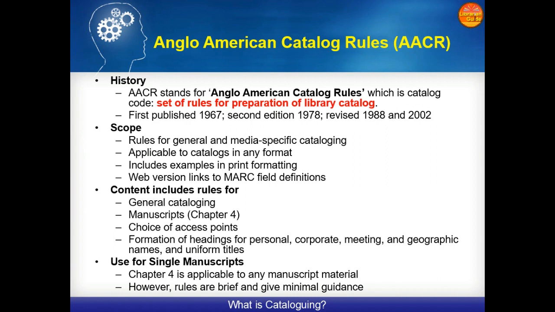The scope of this AACR is general and media-specific cataloging, and it is applicable to catalog in any format, whether it is book or recording. It includes examples in print formatting, and now the web version links to MARC field definitions also. The content includes rules for general cataloging, manuscripts, which are described in chapter number 4, choice of access points, formation of headings for personal, corporate, meeting and geographic names, and uniform titles. Chapter 4 is applicable to any manuscript material. However, rules are brief and give minimal guidance. So we'll be talking in detail in the next video when we discuss the rules and regulations of AACR, how to prepare catalog and how to define the access point.